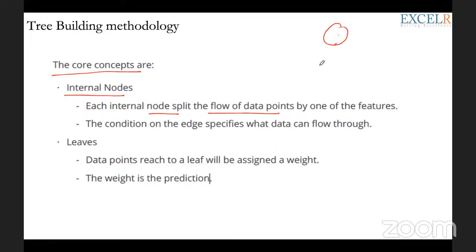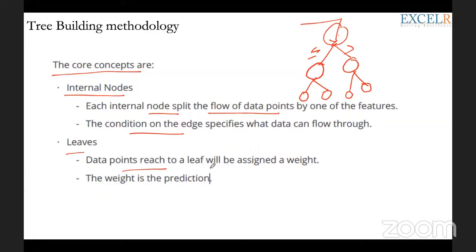These are all the nodes that are splitting, and the data would flow through these nodes based on the criteria, the conditions that we have mentioned. And at the leaves, the data points that reach a leaf will be assigned a weight. We are going to compute a weight for all of these leaves. For the data points that go to a leaf, we assign certain weights, and this weight will be used as a prediction.